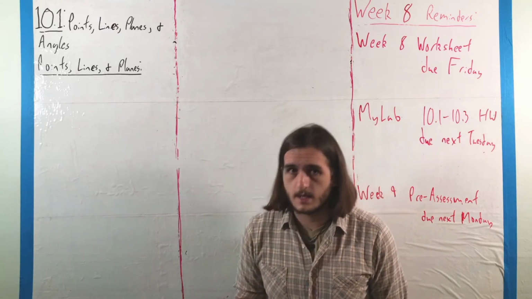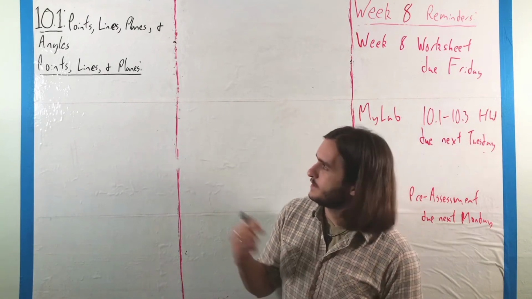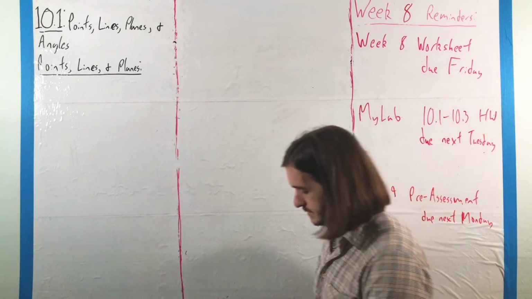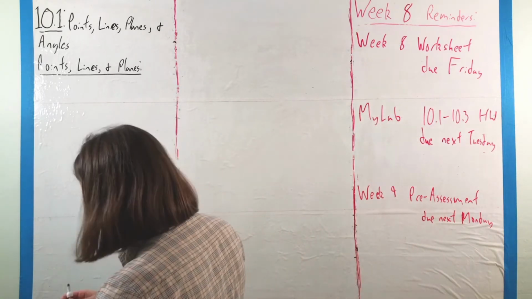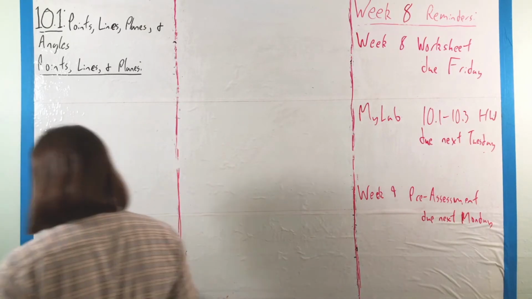But first thing we're going to look at is the basic set of building blocks for geometry: points, lines, and planes. So again, we'll start with some pretty straightforward, basic stuff, lots of definitions in this section.